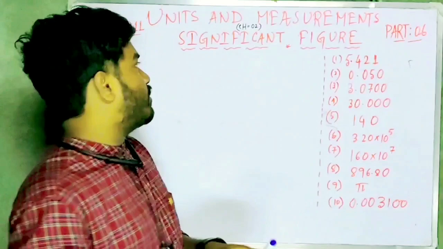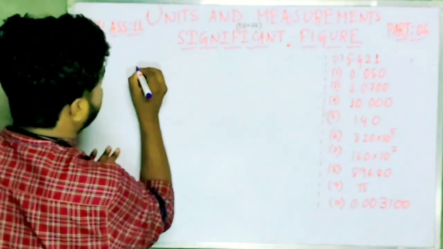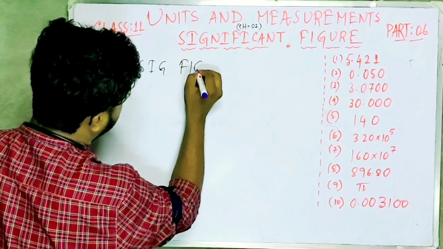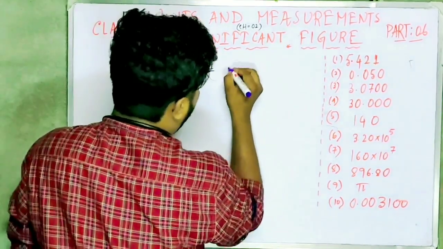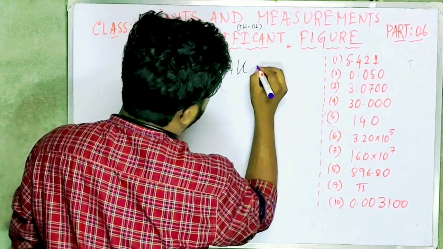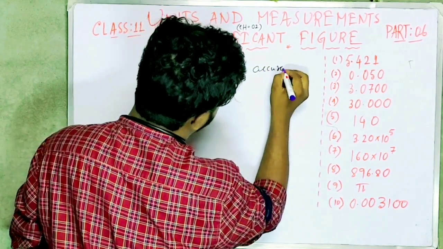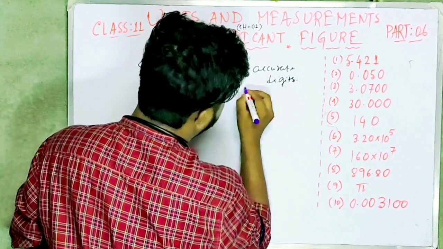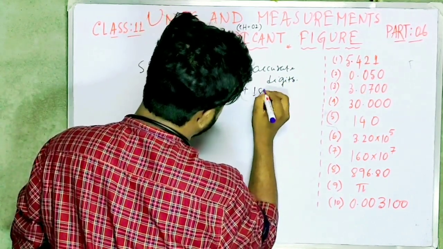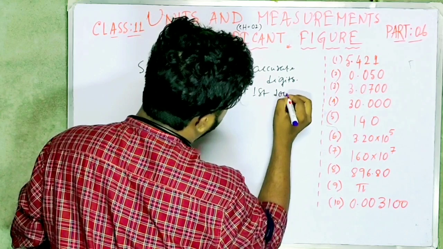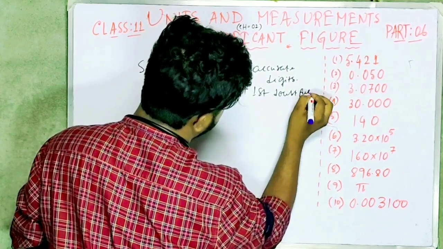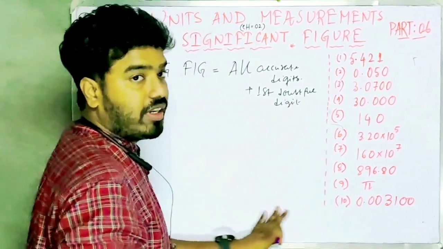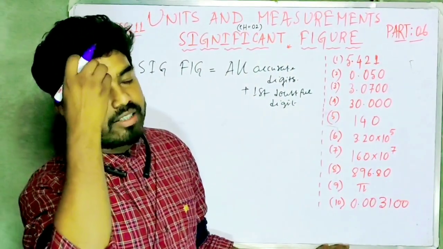Okay. So first of all, what is significant figure? Significant figure means all accurate digits plus the first doubtful digit. I think it is not clear to you. So let's take one example.